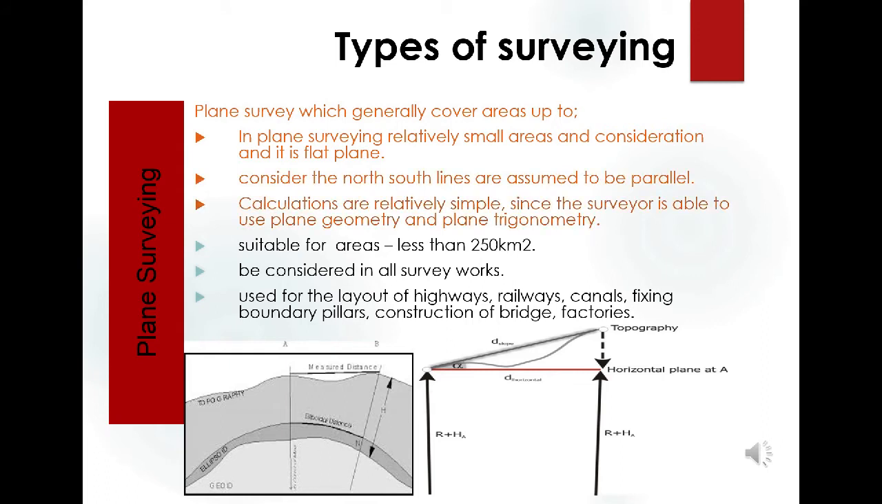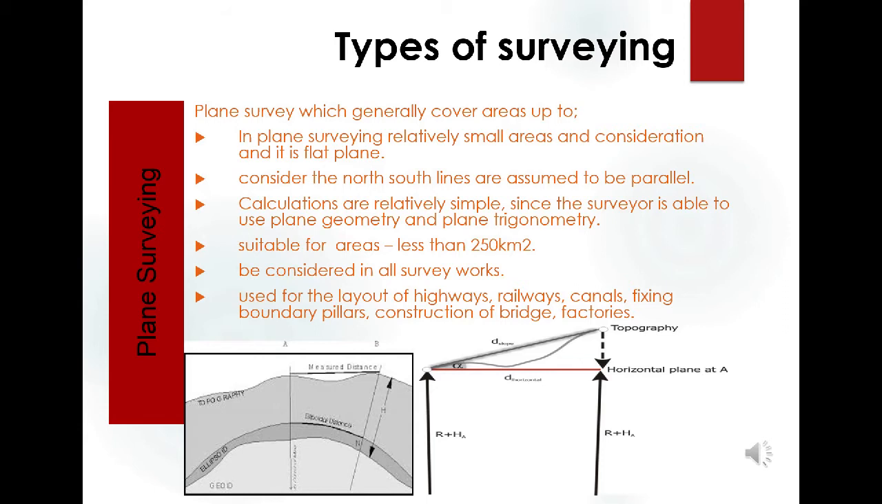Types of surveying are generally divided into two. First is plane surveying, which generally covers small areas. In plane surveying, relatively small areas are under consideration and it is taken that the Earth is flat. It gives a horizontal plane. The north-south lines are assumed to be parallel. Calculations for a plane surface are relatively simple, since the surveyor is able to use plane geometry and plane trigonometry.